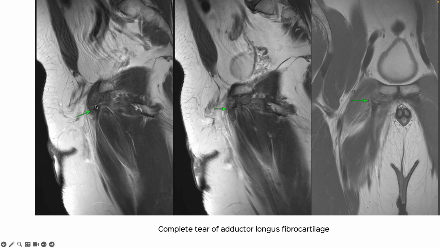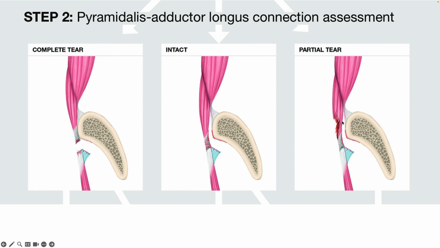So in our patient, you can see on the T2 sag, complete tear of the adductor longus, complete tear on the coronal, again this is the sagittal, and then this is the T1 coronal showing the complete tear. That's the tendon which is avulsed from the pubic bone. So that is clear. The second step is to find out what is the status of the anterior pubic ligament pyramidalis as compared to the adductor longus. Is it torn? Is it intact? Is it a partial tear?